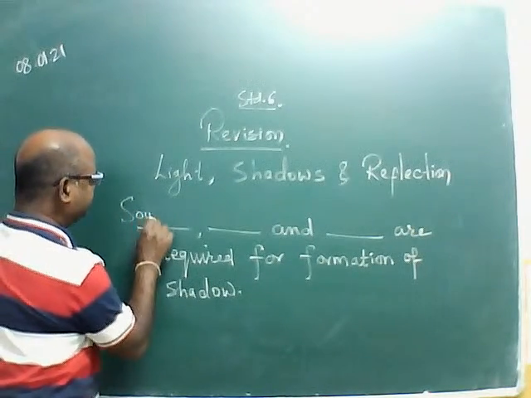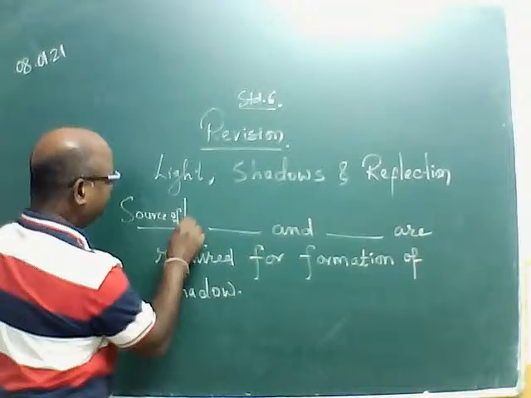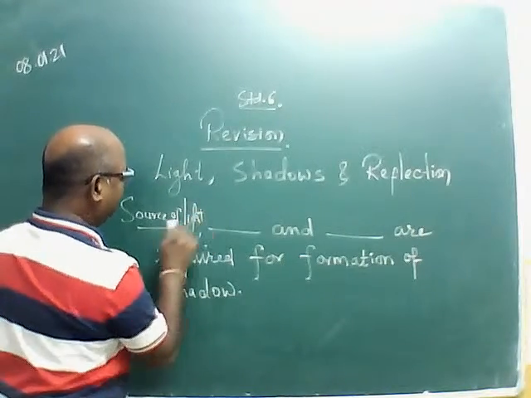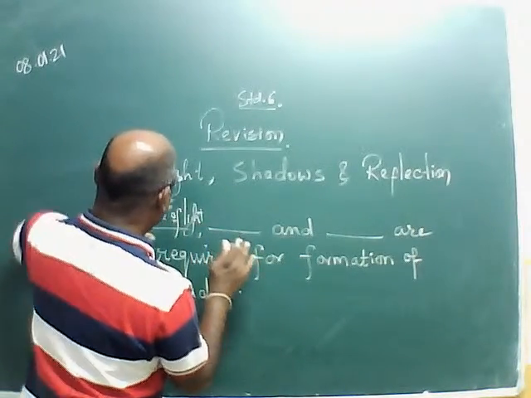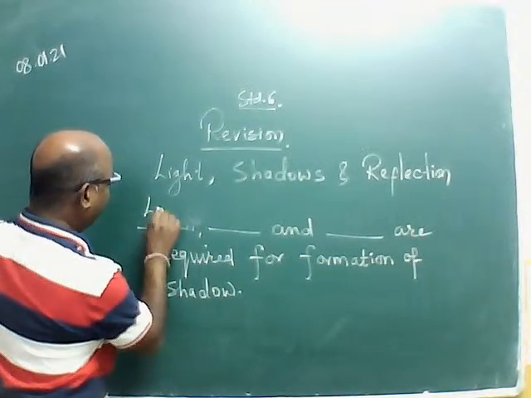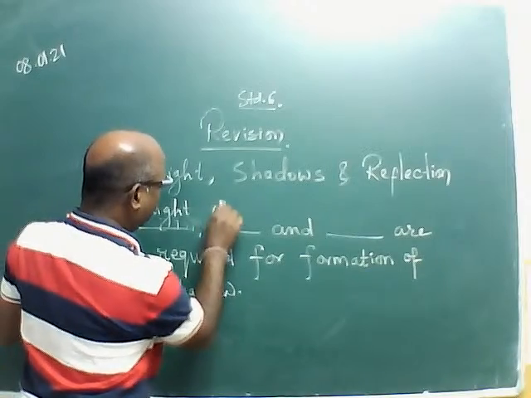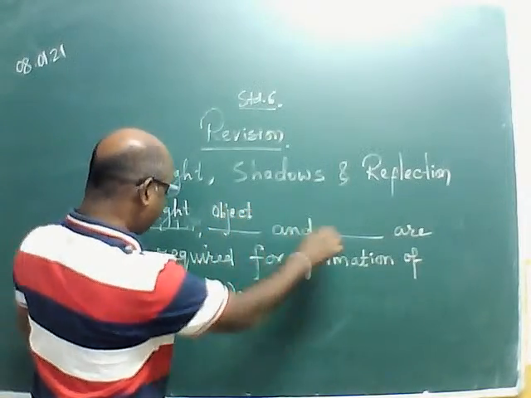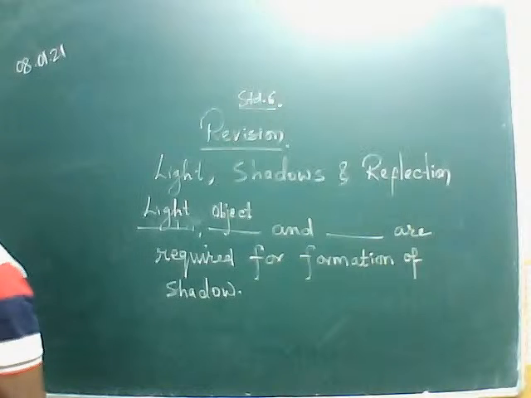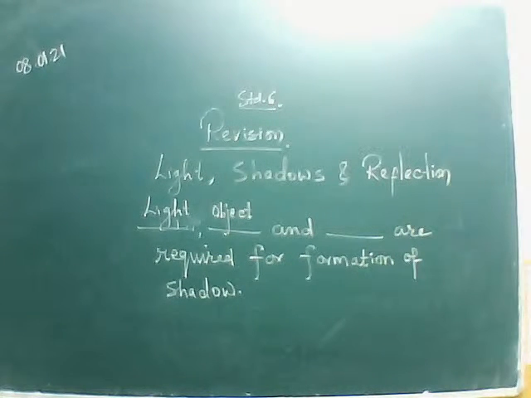Source of light, that is light. Then light and an opaque object. Okay, opaque object and dash are required for formation of shadow. All of you are giving the correct answer, writing light and opaque object. What is the third one?